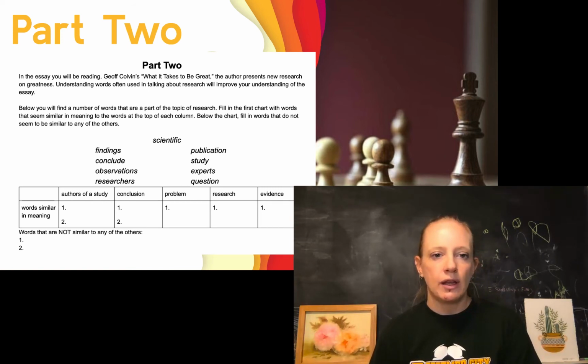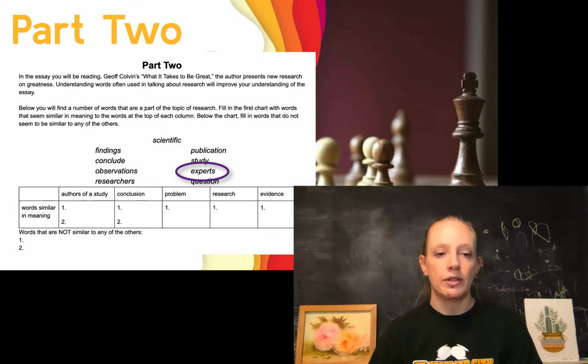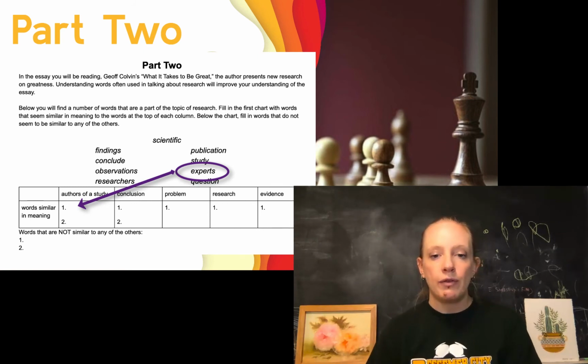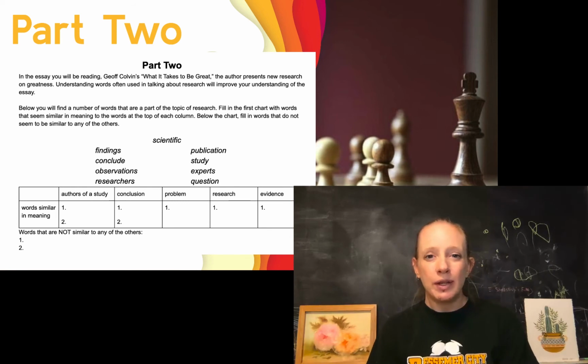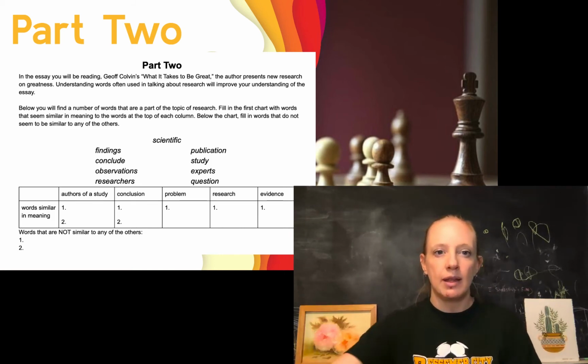So scientific, findings, conclude, observations, researchers, publication, study, experts, question. So if you've read through those, maybe you choose experts. It has a similar meaning to authors of a study, and you would put that right on where number 1 goes under authors of a study. You're going to continue in that way, filling out all of the rest of the words into the table. And that's going to complete your part 2 of activity 2. So once you've done those 2 parts, you can submit that assignment.